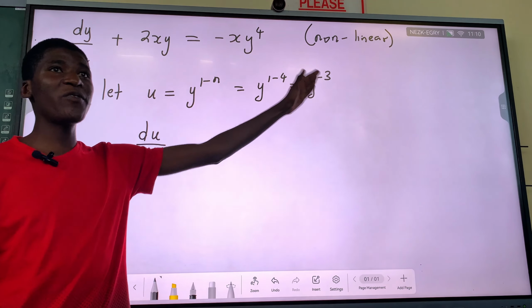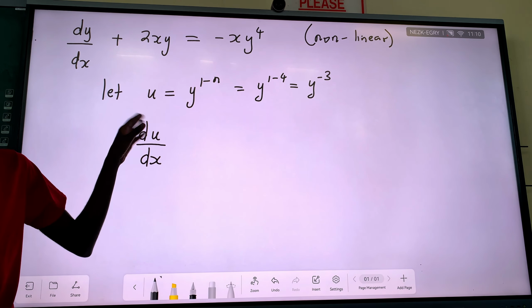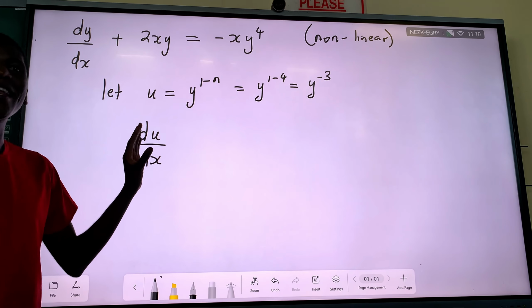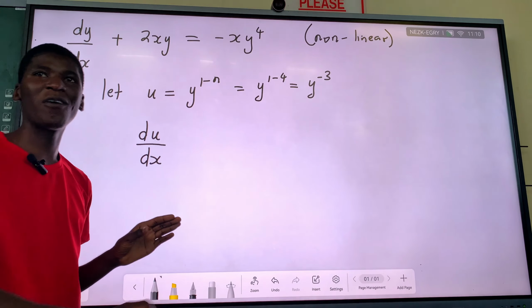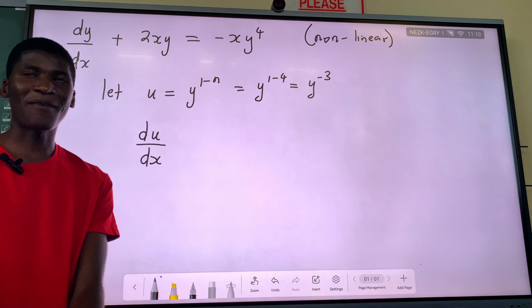U depends on y, y depends on x. So essentially everything is depending on x. Futhi umzukulu udependa ku mama, umama udependa ku gogo. Everything. Umzukulu udependa ku bani? Ku gogo ngamanye amazwi.